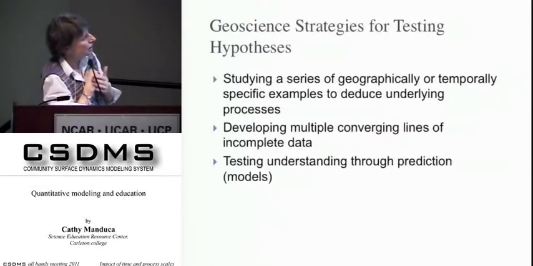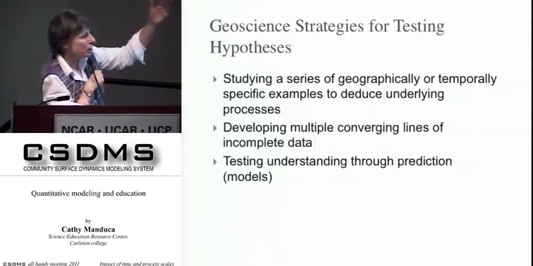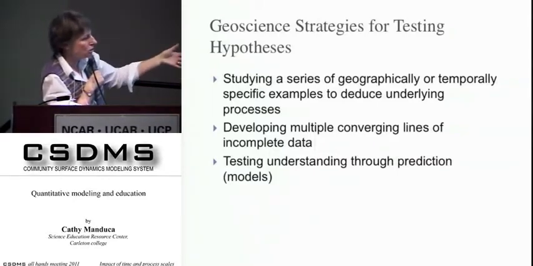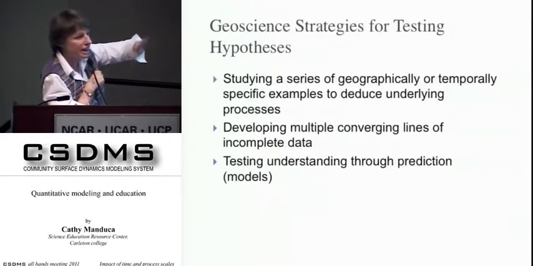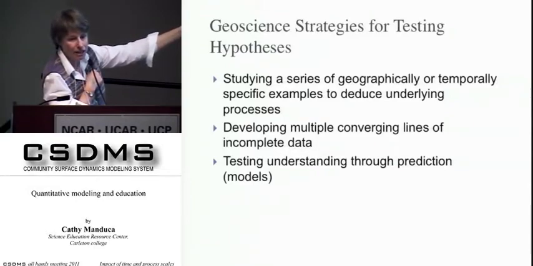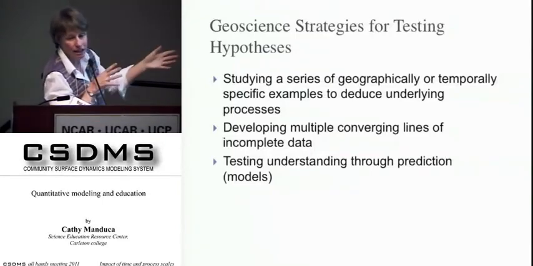And I want to emphasize here that I don't think this is a new thing. I don't think this means computer models. I think we have always tested understanding through prediction. When I first worked in the field, if you were working on a fold, and you thought you were standing on the north limb of an anticline, that means you predict what you're going to find on the south limb of the anticline and where that is, and then you go there and check it, right?